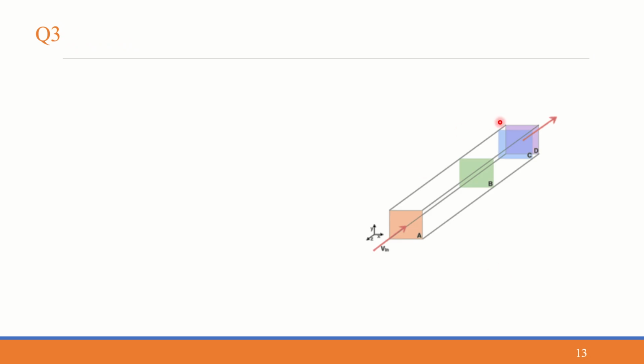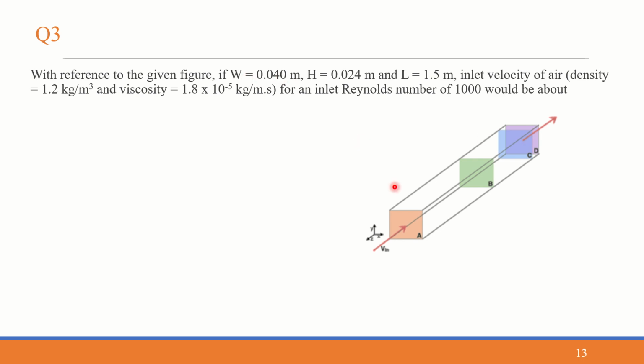In question 3 we have this particular figure wherein flow is with inlet velocity V in, and we have four planes A, B, C and D. A is the inlet plane, D is the outlet plane, B is almost at the center and C is closer to the outlet plane. With reference to the given figure, W is 0.04, H is 0.024 and L is 1.5 meter. So we are given the dimensions W, H and L. Let us keep W as this, H as this and length as this.